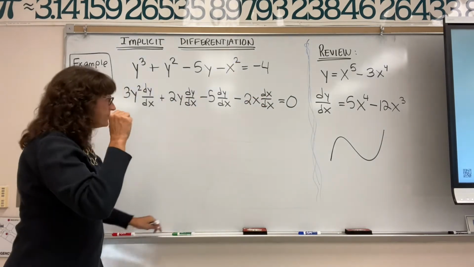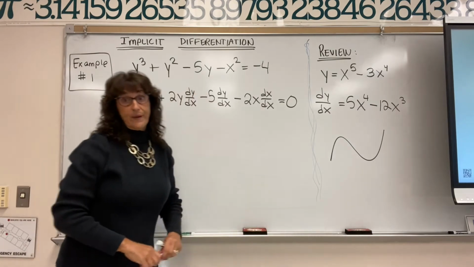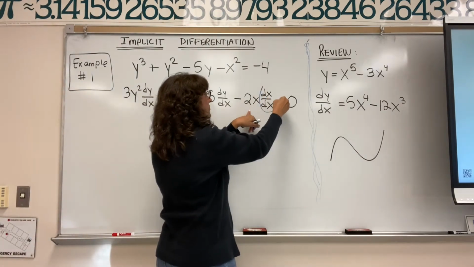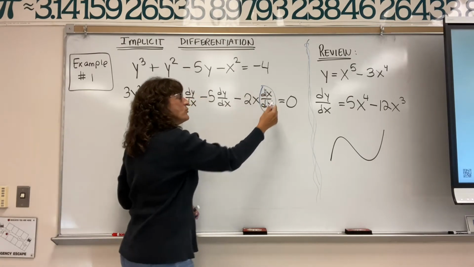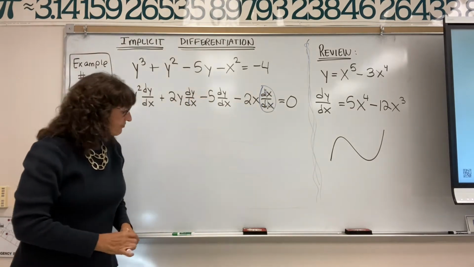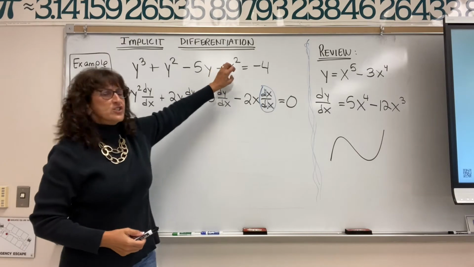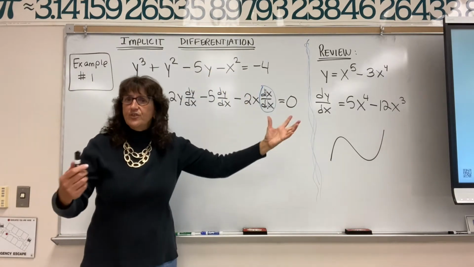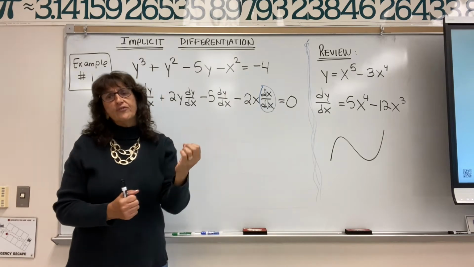Now, what about differentiating the x with respect to x? When we differentiate the x with respect to x here, the dx over dx is just 1. We really don't need to write that down. So in other words, when you differentiate a term with an x in it, you just differentiate the x because you differentiate with respect to x.